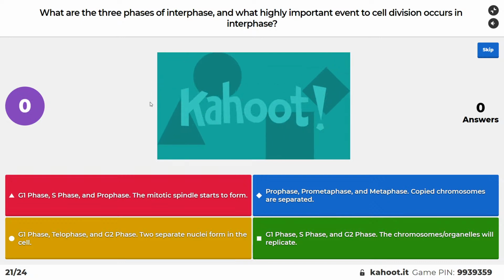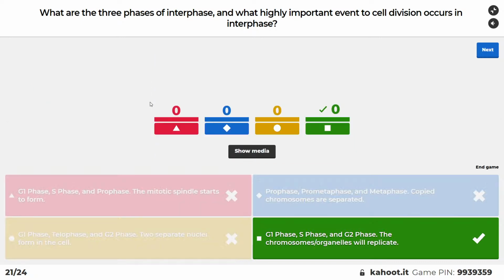So make sure you know your phases, and also, on a side note, make sure you know the places where the cell checks over its stuff. I definitely didn't forget the name of it, but it will come to me. So the answer is... what is it called? Hold on.